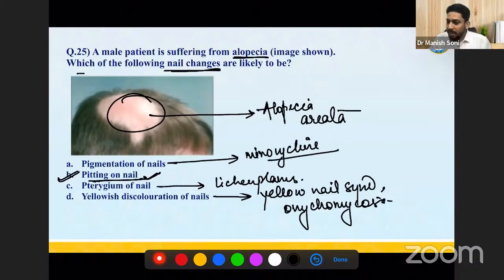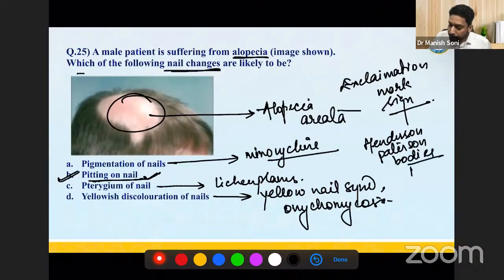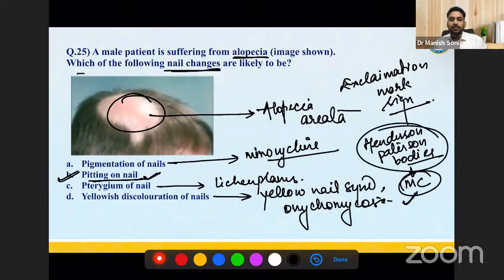And yes, very nice, Hari Om Sharma. Exclamation mark sign is also seen. Another very important question: exclamation mark sign. And who will tell me that Henderson-Patterson bodies are seen in? Henderson-Patterson bodies are seen in molluscum contagiosum, and molluscum contagiosum lesions are pink pearly dome-shaped papules with central umbilication. Another important point, Henderson-Patterson bodies.